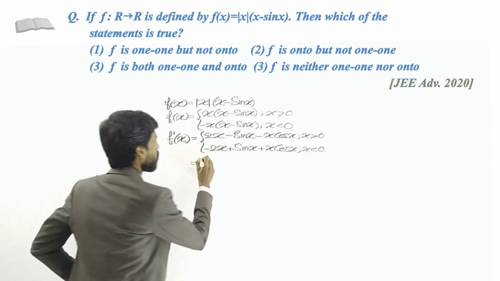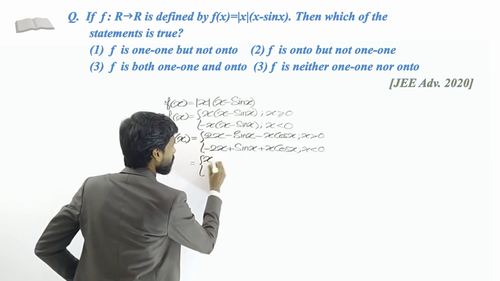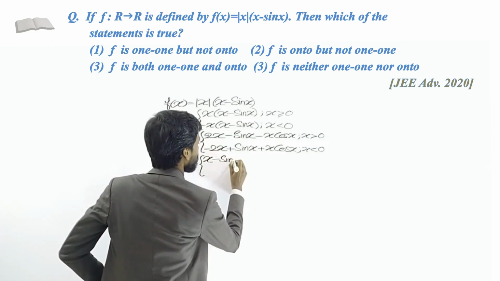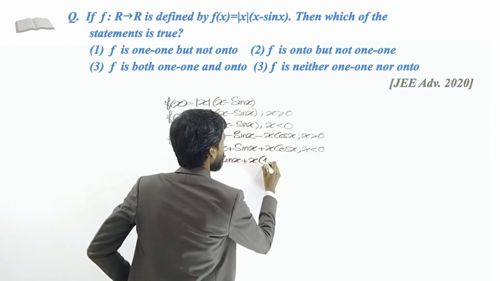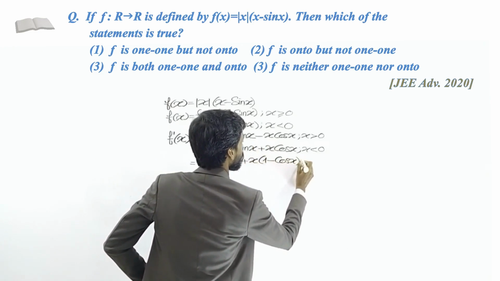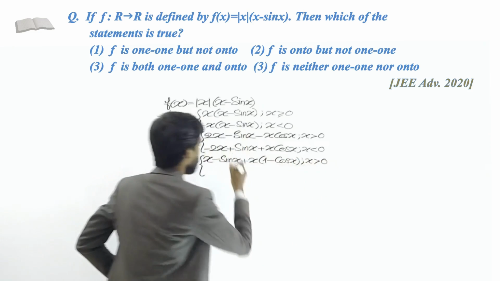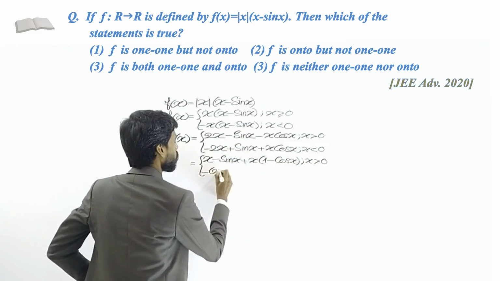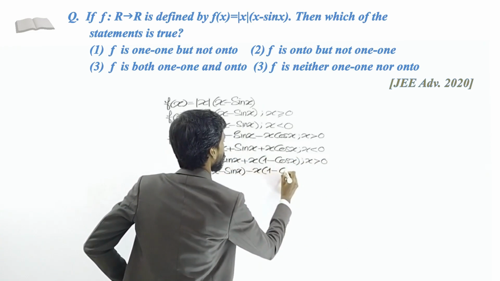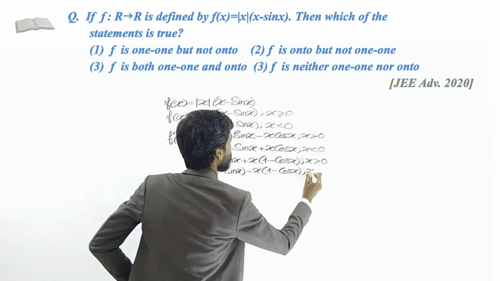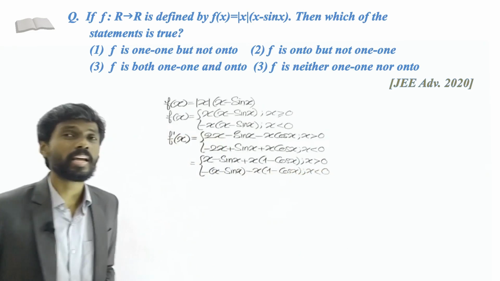We will rewrite this. So we can write this 2x as x, and this sin x, so minus sin x, and this x we can combine with this. If you take out this x, we get 1 minus cos x. So this is when x is greater than 0. Similarly, for x less than 0, it is minus of x minus sin x, minus x multiplied by 1 minus cos x. So this is the derivative of the function.